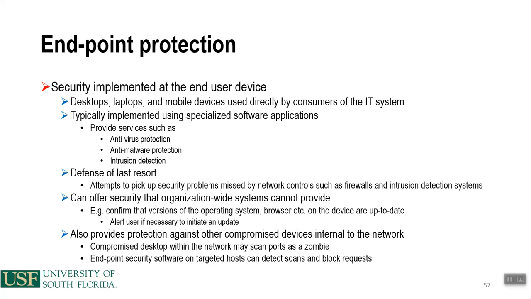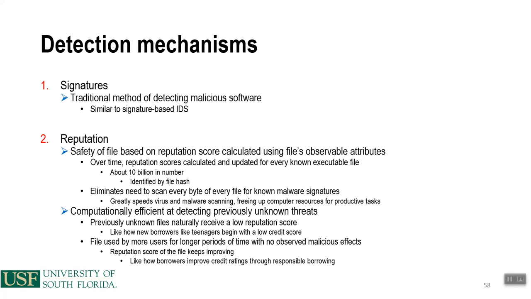It also provides protection against other compromised devices internal to the network. So a compromised desktop within the network may scan ports as a zombie. And endpoint software, security software on targeted hosts, can detect these scans and block the requests accordingly. The detection mechanisms that endpoint protection can use are, say, signatures and reputation. Signatures are very similar to the signature-based IPS or IDS. It is a character or a sequence of characters that will allow you to see whether what you're detecting matches up with a database of known signatures.